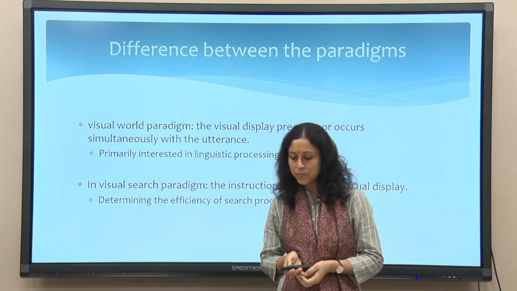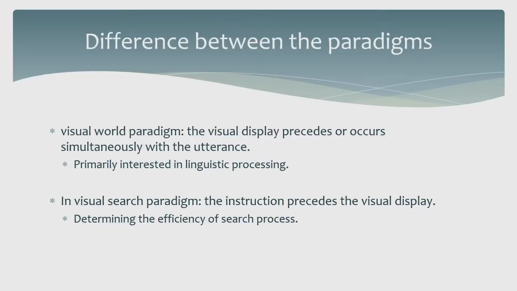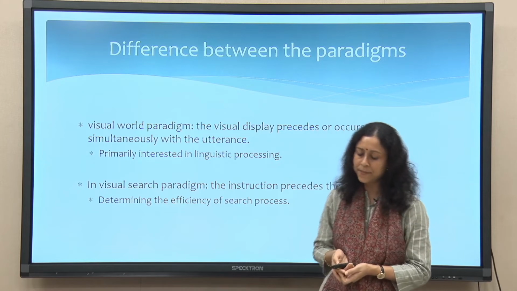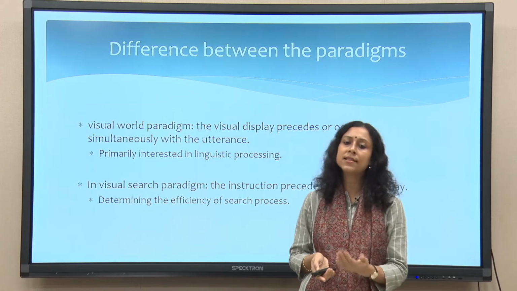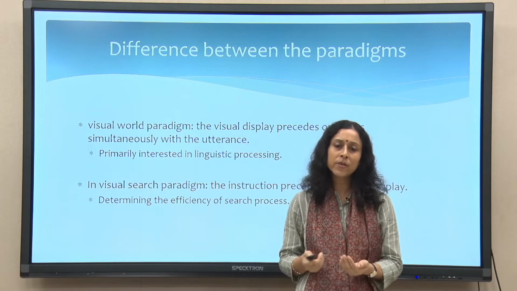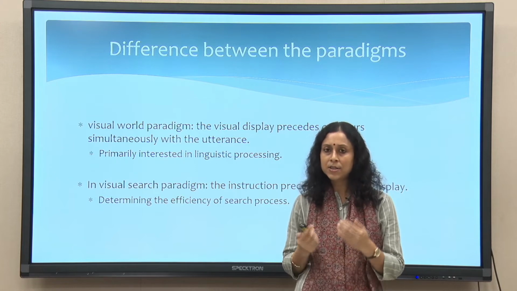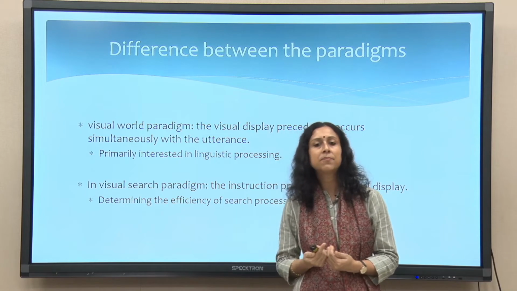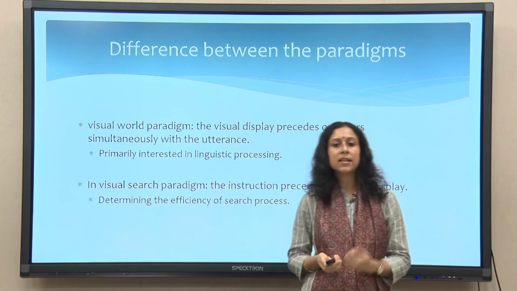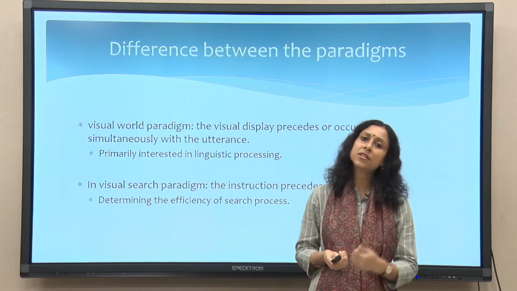These are complex domains. There can be many permutations and combinations of each of these designs, but this is the basic level paradigm. The difference between these two paradigms, the visual search paradigm and the visual world paradigm, is like this. In the visual world paradigm, the visual display precedes or occurs simultaneously with the utterance. Typically, more often than not, it is simultaneous. As you look at the display, you hear the utterance at the same time. Sometimes the display might precede as well, but in the visual search paradigm, the instruction precedes the display.